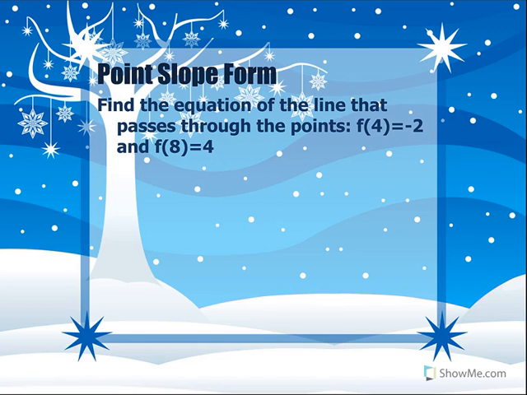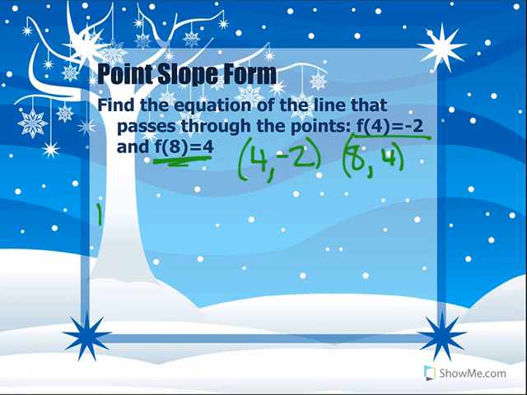Last example for today. We want to find the equation of the line that passes through the points f of 4 is -2, and f of 8 is 4. This would be our function notation for our points here, but we can rewrite it as an ordered pair if that's going to make things easier. For the first one, we're plugging in 4 into our function and getting out -2. This one says we are plugging in 8 and we are getting out 4.